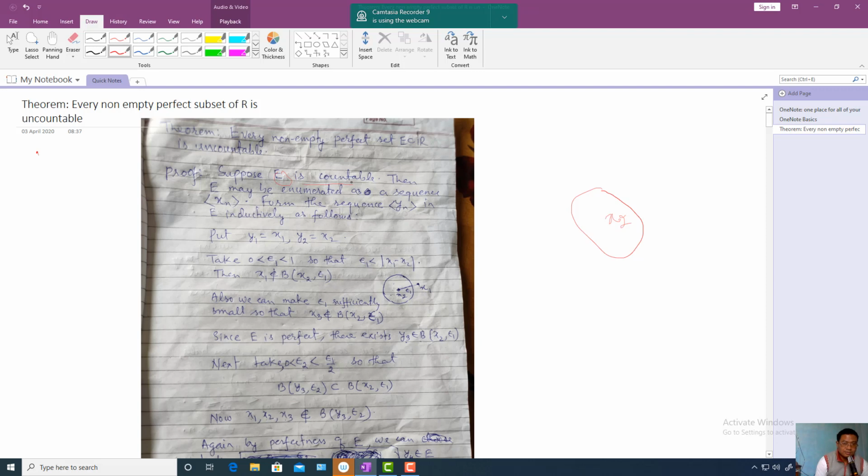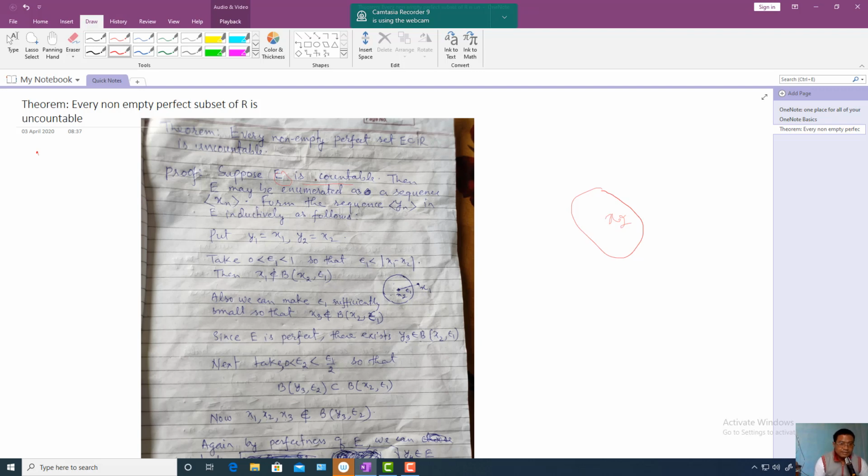Also E is countable. This is our assumption, and let us arrive at a contradiction. Then our assumption is wrong, therefore E must be not countable. So by definition of countability, what is that? All members of E can be enumerated as a sequence. That means the first element is x1, the second element is x2, x3, x4, x5 as a sequence. Every member of E is also a member of the sequence. So there is no member of E left out which is not in the sequence.